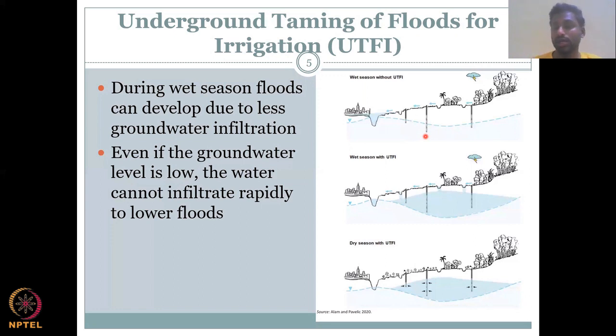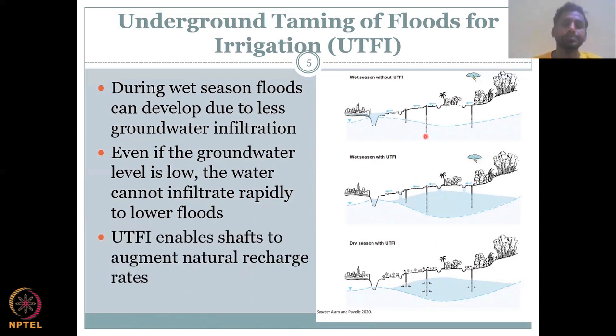Once they get tested and scientifically validated, big schemes can be implemented in India. So this study has also been tested in India, where there are a lot of engineering aspects, artificial, engineered products to enhance the groundwater. Even if groundwater is low, the water cannot infiltrate rapidly to lower floods, because floods happen at a very fast speed, whereas infiltration is a much slower process.